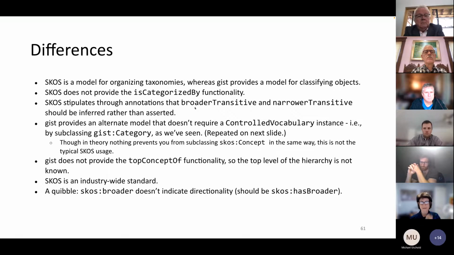SKOS is an industry-wide standard, which argues perhaps for adopting SKOS over the JIST model. A quibble is that these predicates drive me crazy because you don't actually know, if A is skos:broader B, does that mean A is broader than B, or B is broader than A? In fact, it means the latter, but there's no way to know. They've just misnamed it, whereas we have clarified that. That's probably not a reason to decide on one system or the other.